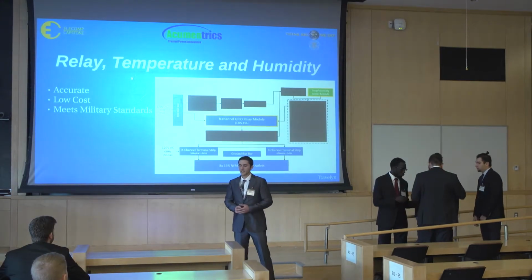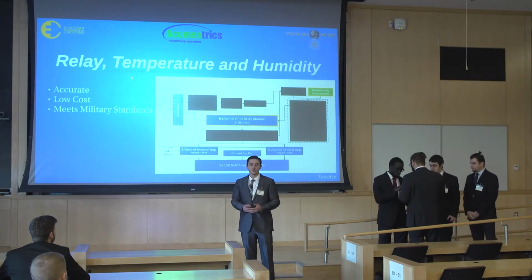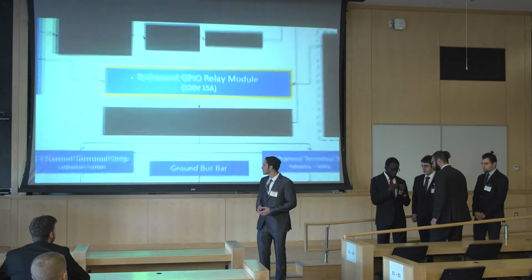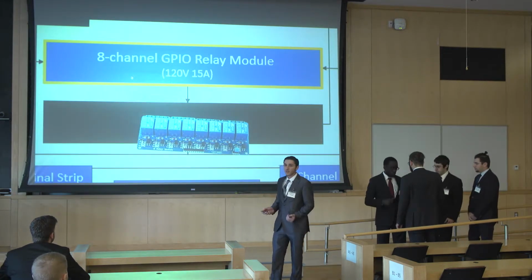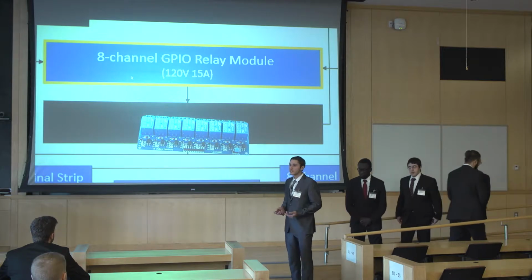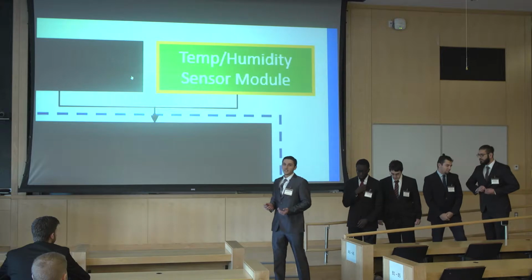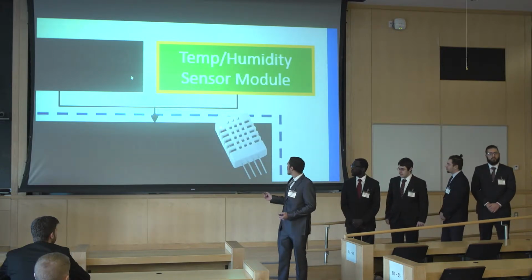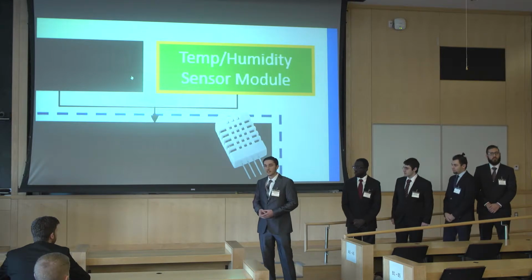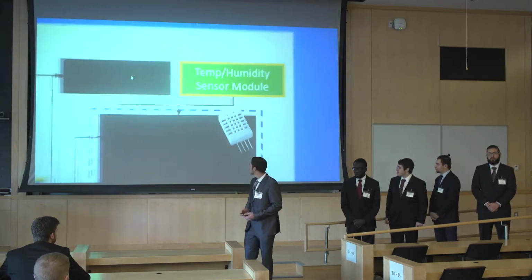Now that we decided what features we'd like to add to our system, it came time to select components that were able to perform these features. The first of which is an 8-port power relay module. This 8-port power relay module is able to toggle each outlet on and off. The next component is a temperature and humidity sensor. This sensor is able to send data to the microcontroller, and this data is able to read the temperature and humidity of the system.